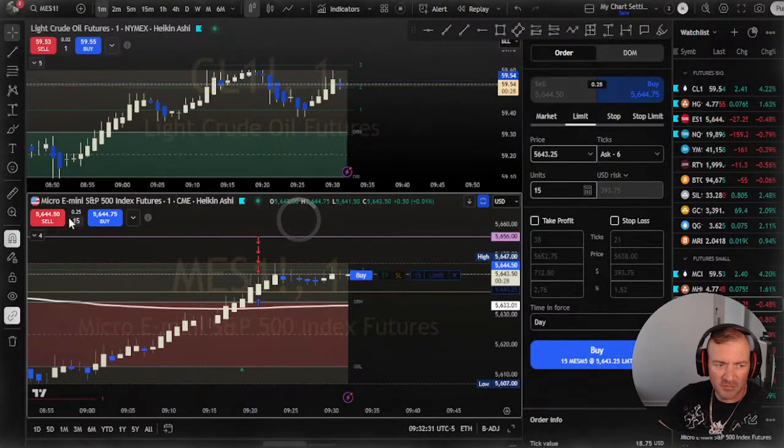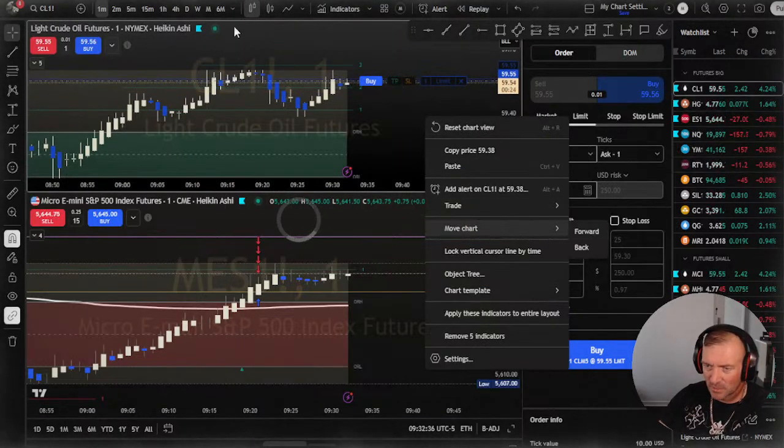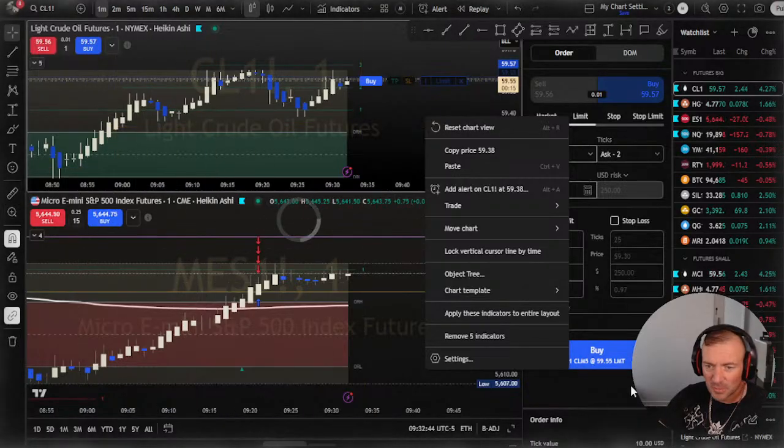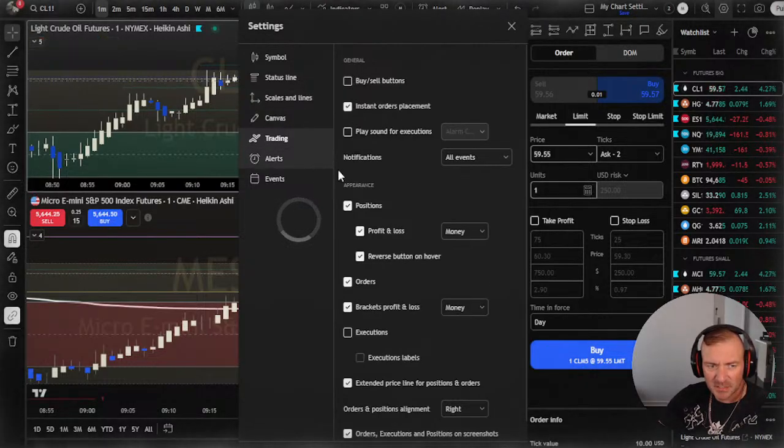I think I'm going to take these buy sell buttons off. They're just kind of in the way here, you know what I mean? I don't ever use those. You can hit Shift B and Shift S for buy and sell, so it's not like I need them anyway. So let's take these off here. Yeah, get those out of there.